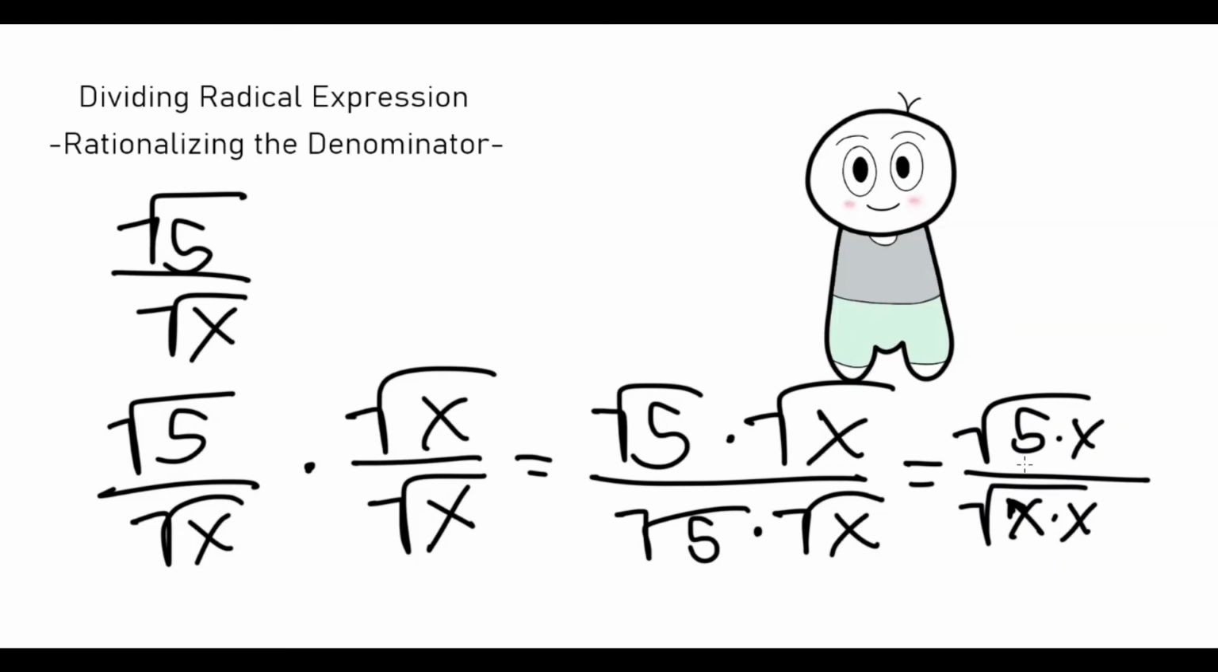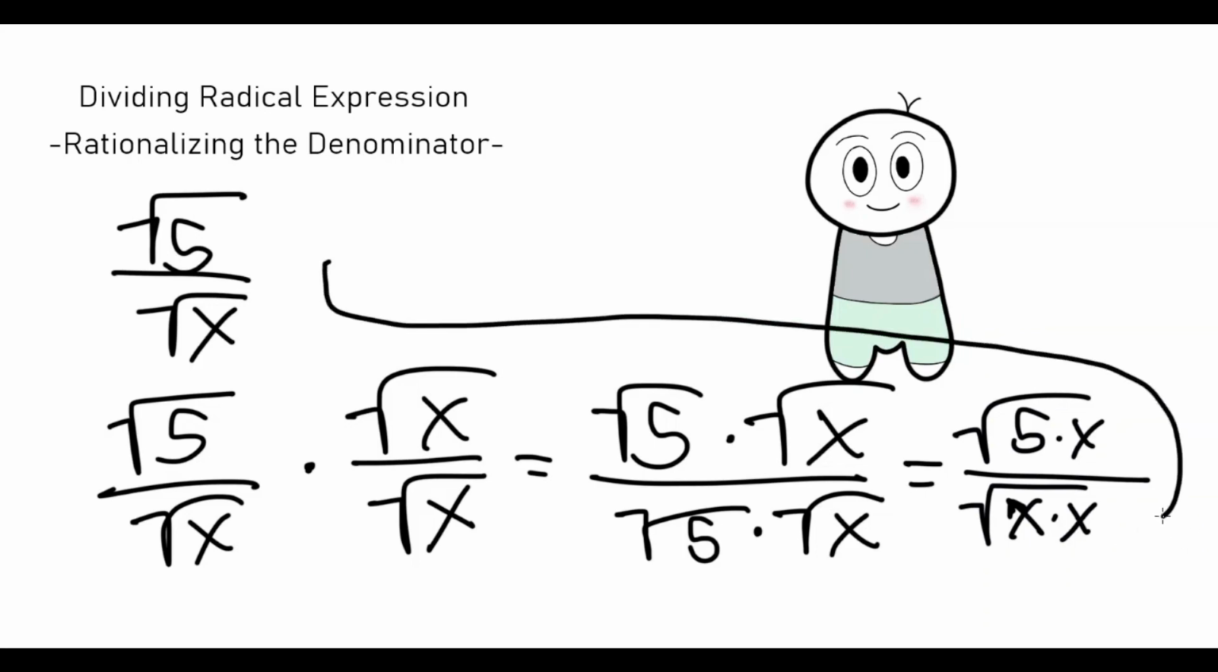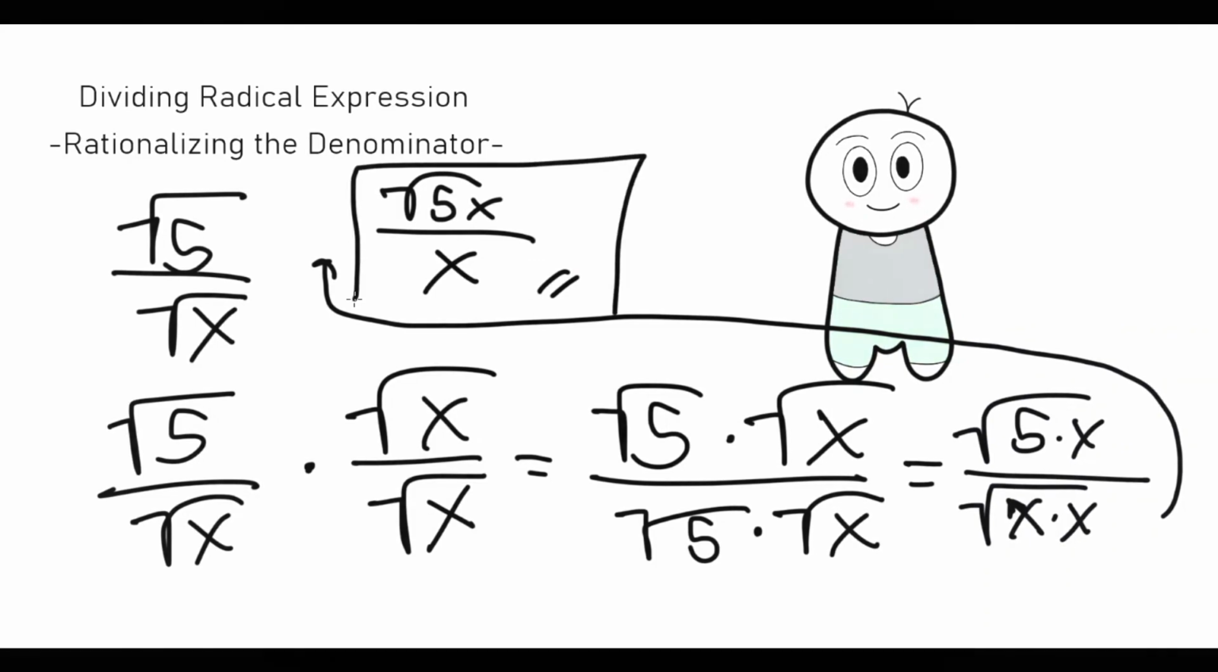Because the square root of x squared is equal to x, the radical is removed from the denominator, and the simplification of this expression is the square root of 5x over x. And that is our final answer.